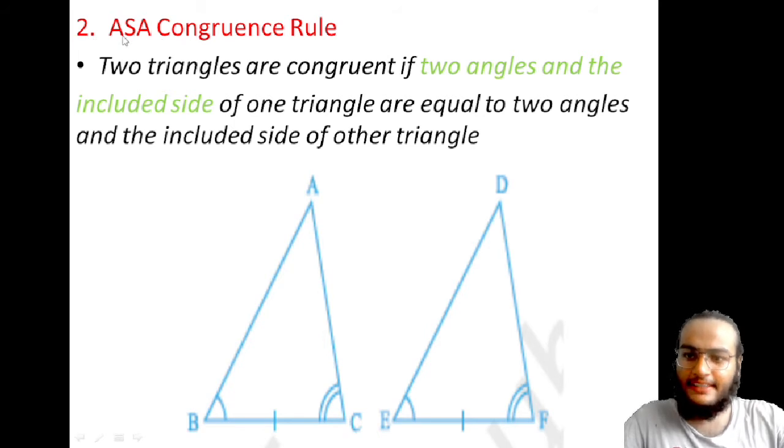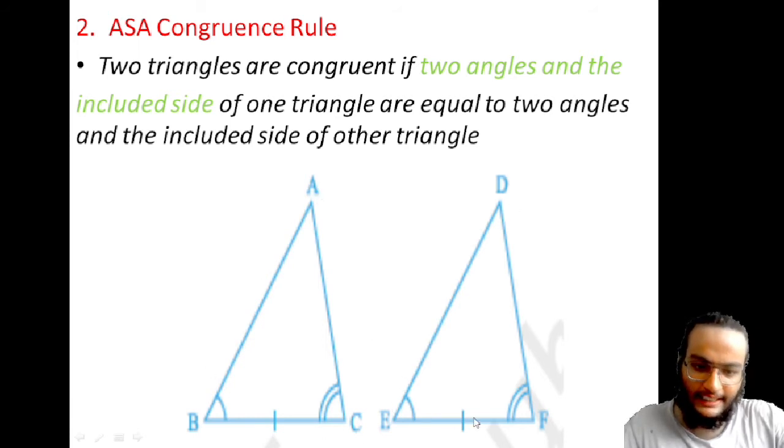The second criterion is the ASA congruence rule. What does it say? It says that two angles and the included side of one triangle should be equal to two angles and the included side of the other triangle. Hence, angle ABC should be equal to angle DEF and angle ACB should be equal to angle DFE. And side BC should also be equal to side EF. Therefore, triangle ABC is congruent to triangle DEF.